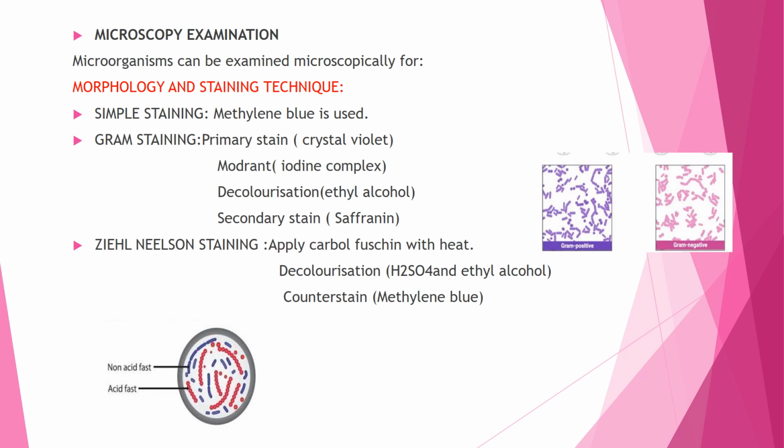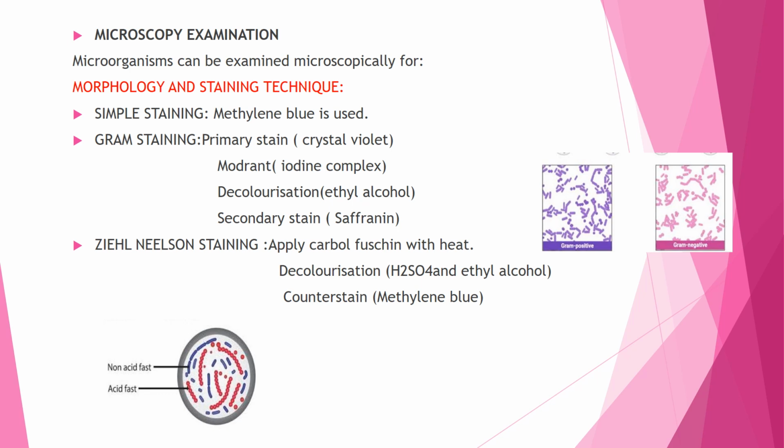Then the Gram stain. On the slide, when we place the culture, the primary stain, crystal violet, is added. After a few seconds, Gram's iodine complex is added. The iodine complex is used to fix the crystal violet to the gram-positive organisms. Then wash with distilled water so that the excess crystal violet will be removed and the organisms can absorb the crystal violet. Then add the decolorizer, which is ethyl alcohol.